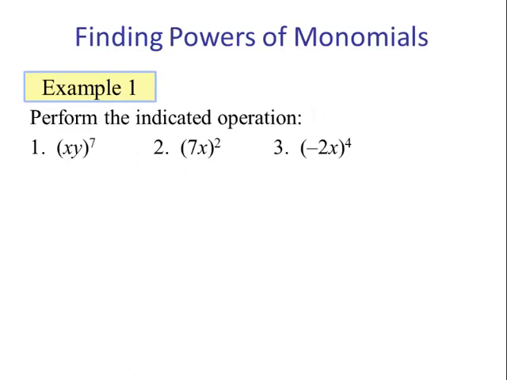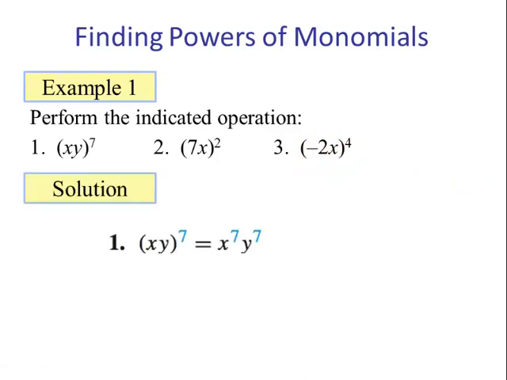Example 1. Perform the indicated operation. Number 1, we have the quantity x times y raised to the 7th power. Number 2, we have 7x, and that quantity is being squared. And number 3, we have negative 2x raised to the 4th power.